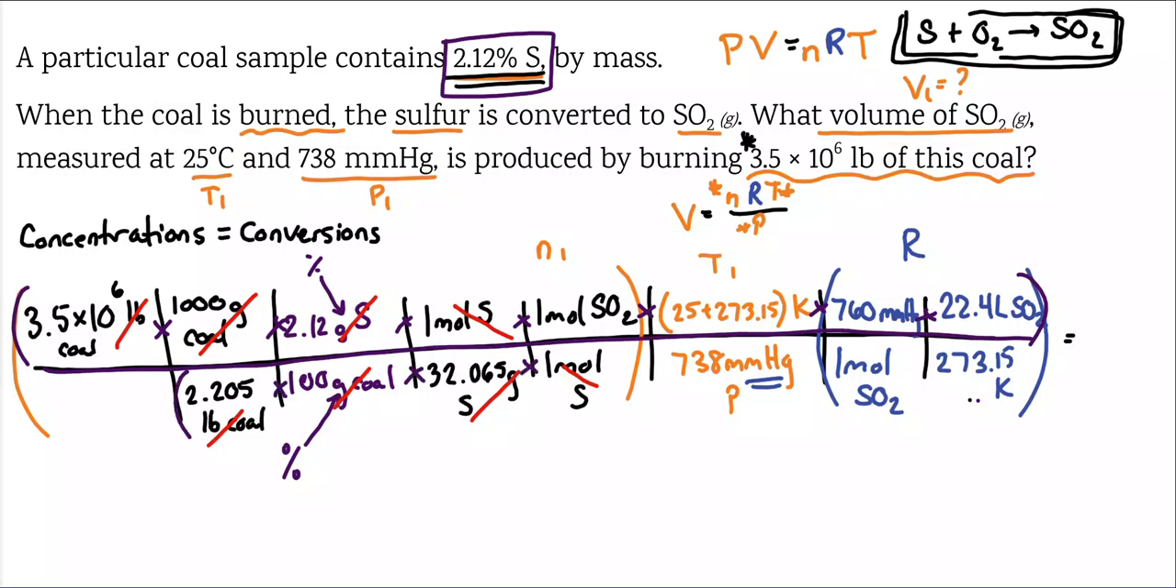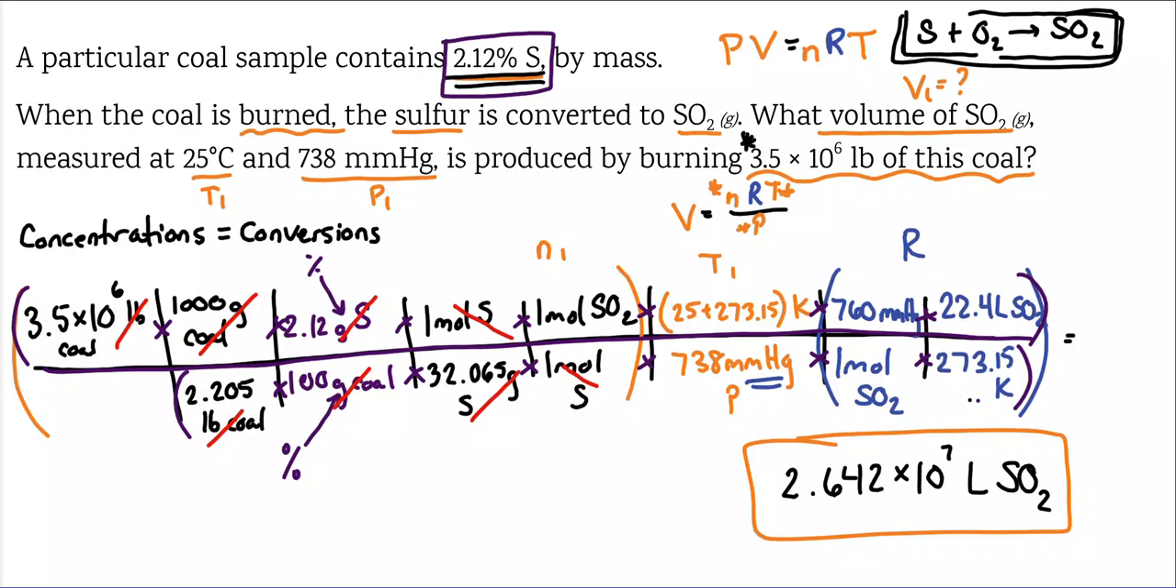We'll multiply across the top, divide by the product of the bottom. So when we solve this, we end up with 2.642 times 10 to the 7th liters sulfur dioxide. Again, this was a rather large amount of coal, so it's expected to be a rather large amount of gas. This would be considered our V1 from our equation above.